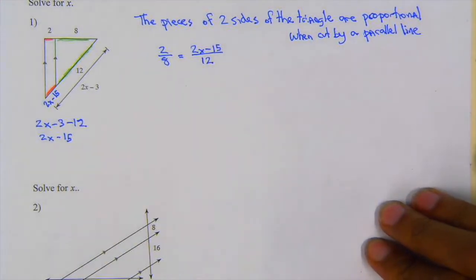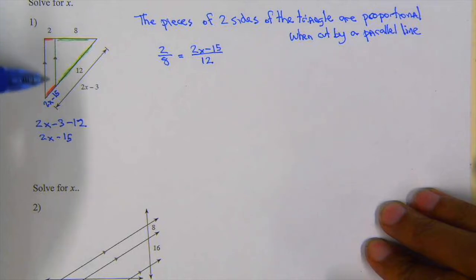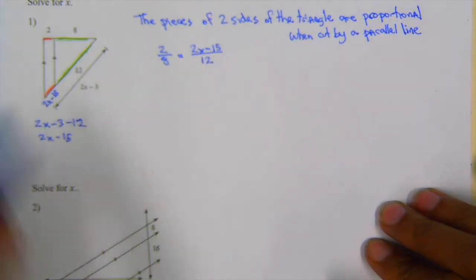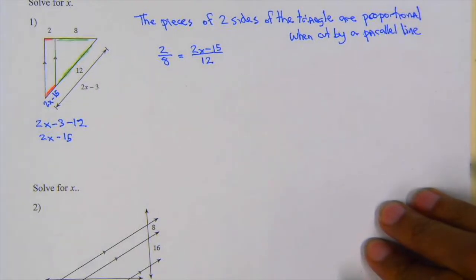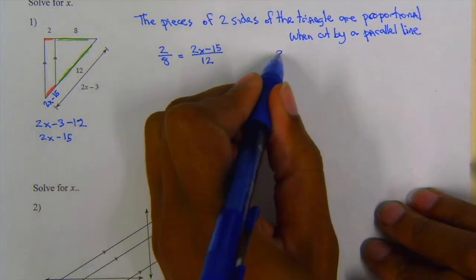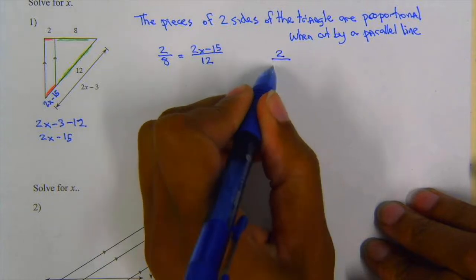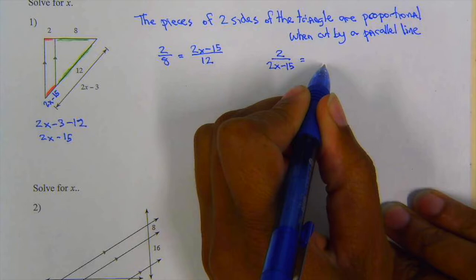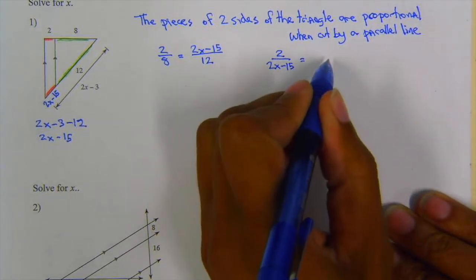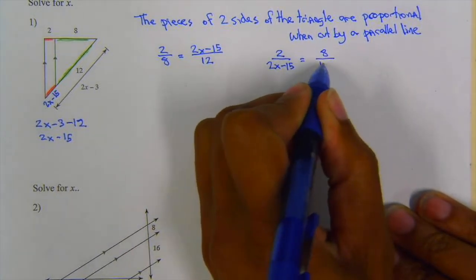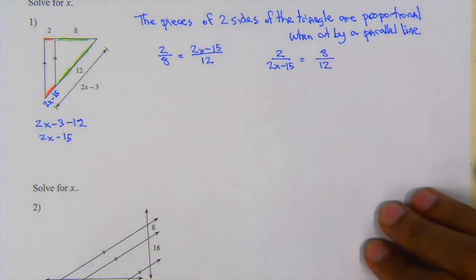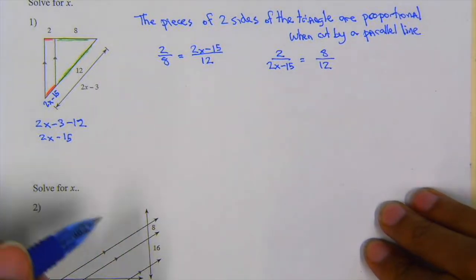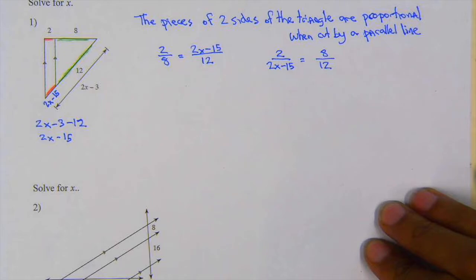Alright, but we didn't have to do it that way, right? We could have put the red and the red together and the green together. So another way to write an equivalent proportion would be to say 2 over 2x minus 15 equals 8 over 12. So either way that you do it, you're going to get the same thing when you cross multiply.